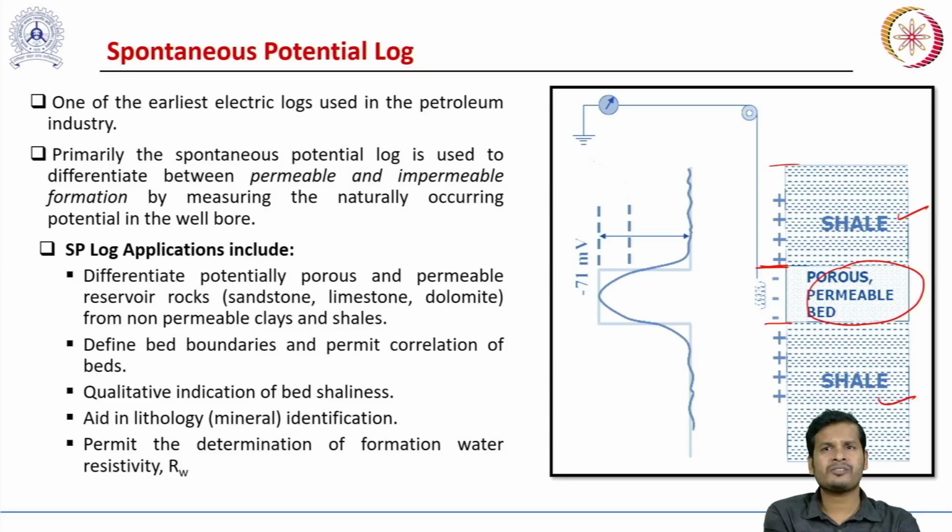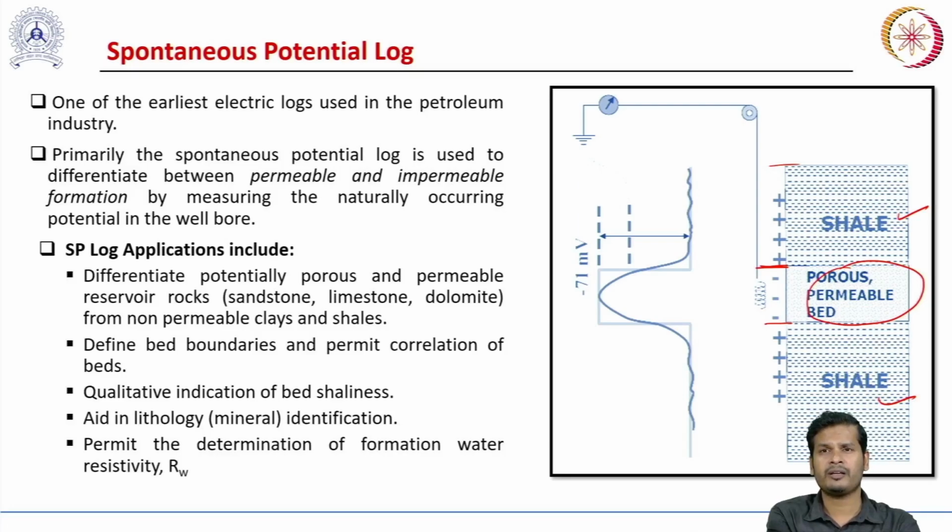Another application of this log is that we can also identify the bed shaliness. For example, if I say the reservoir rock is sandstone, it is not necessary that it will be pure sandstone. Sometimes shaly sandstone might be present. So we need to know how much of the porous and permeable formation is composed of shale, whether 10%, 10-20% or 30%, because only the sandstone part of our formation can contain oil and gas which could be produced. The part of our reservoir rock made of shale will not have any movable oil and gas reserve.